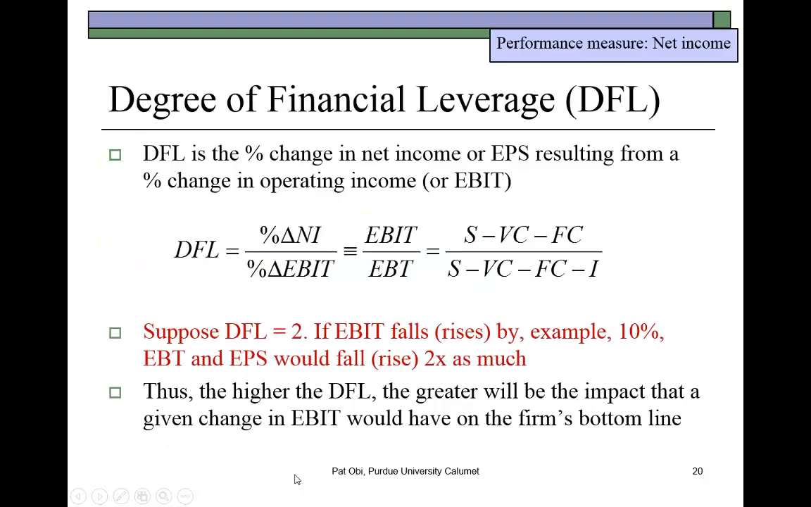Now, one way to capture the adverse effect of financial risk is to calculate the degree of financial leverage, which, as I show here, is the percentage change in the firm's net income due to a change in the firm's operating income measured by the firm's earnings before interest and taxes. And so the performance measure here is net income. We want to find out how the firm's net income would be affected if the firm's operating income were to change by a certain small amount.